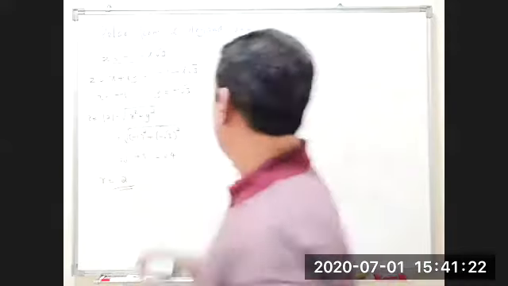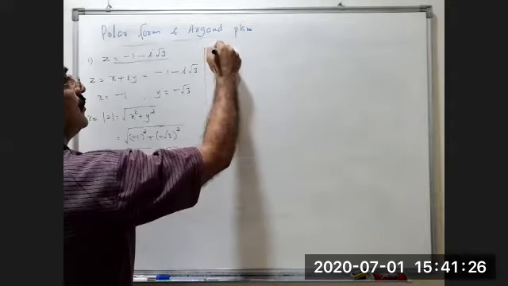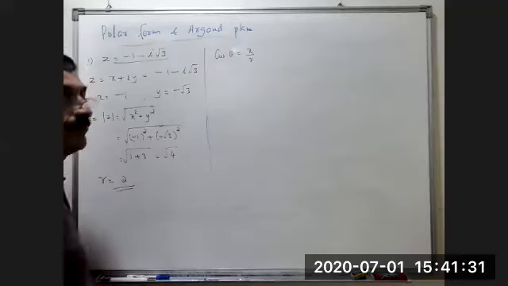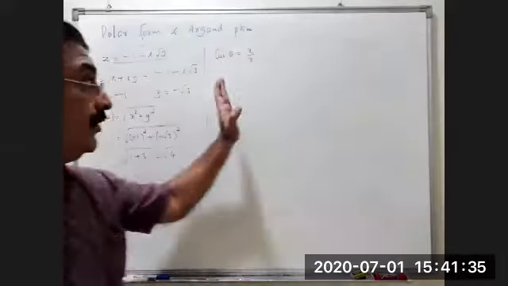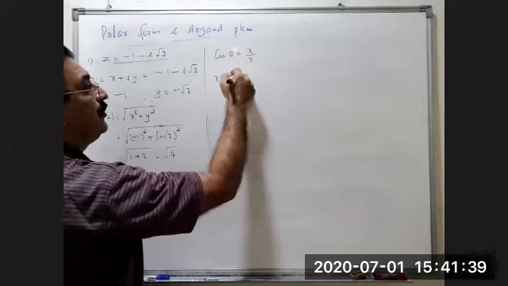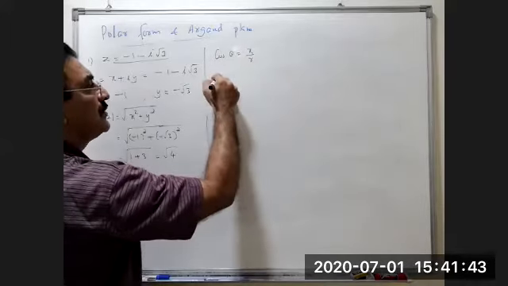Again, we learned sine theta and cos theta. Cos theta is x by r. We wrote this in the beginning from the figure. So remember this: cos theta is x by r. From this, x is equal to r cos theta.